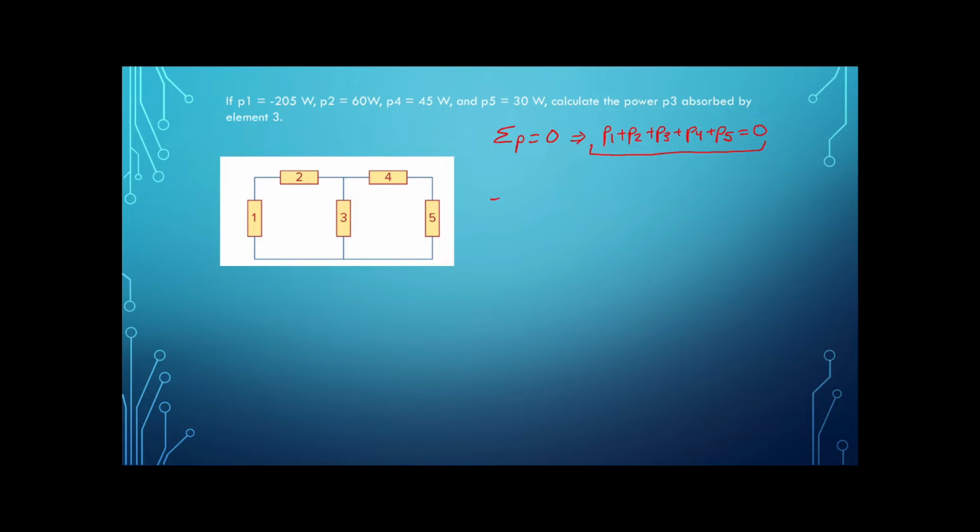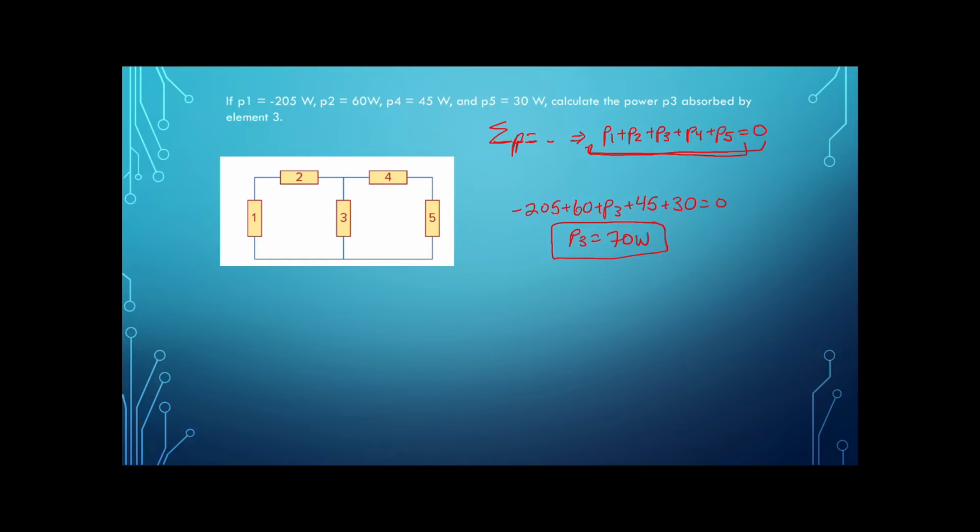So the power P1 is negative 205 watts. P2 is 60 watts. We don't know P3, that's what we're solving for. P4 is 45 watts. And then P5 is 30 watts. And these must add together to give you 0. This would obey the law of conservation of energy in a circuit. So when you solve for P3, you get P3 is equal to 70 watts.